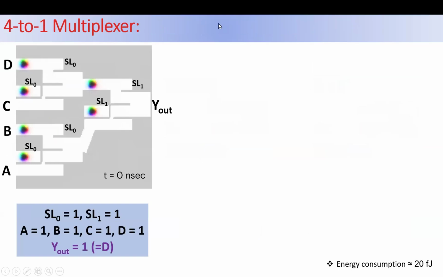We can also cascade the proposed multiplexer to design a 4:1 multiplexer and the basic logic gates like AND, NAND, OR, and NOR. This one is the case for a 4:1 multiplexer.